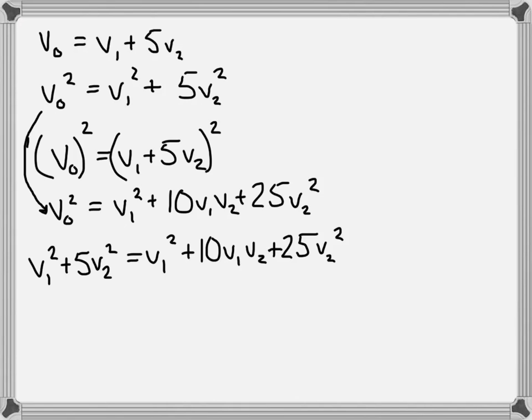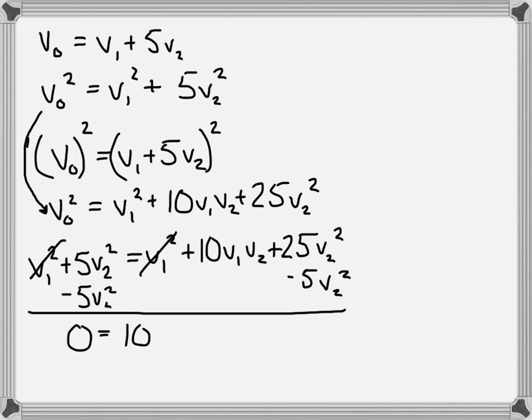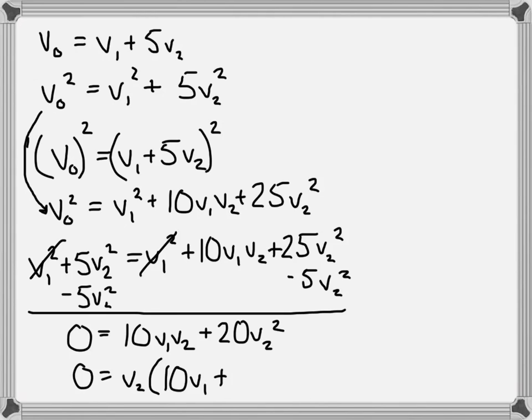Now it definitely seems like I've been making a mess of this, but the mess is going to now start to clear up. I notice that I have a v1 squared on both sides of the equation, so those are going to subtract out. And then I am going to get everything onto one side of the equation. And when I do, I get 0 equals 10 v1 v2 plus 20 v2 squared. Now let's factor out a common factor of v2. And I have two things that are being multiplied together and their product is 0. Well, that means that one of these two factors has to equal 0. So I actually have two possible solutions.